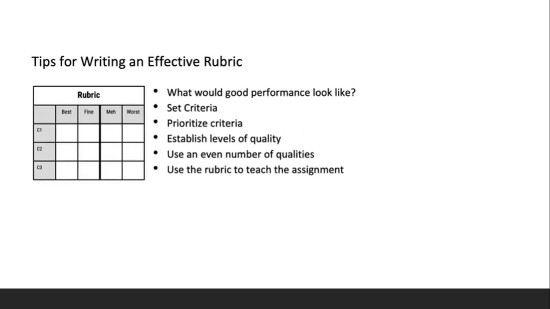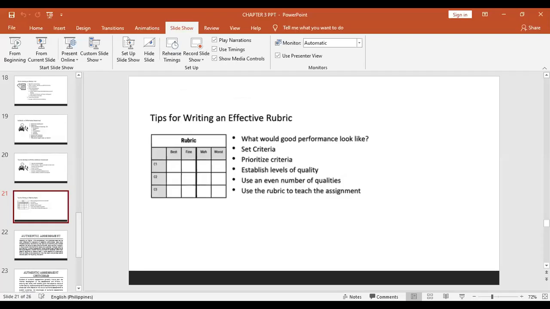Okay? Set criteria. When we say criteria, ito po yung nakalagay dito. Prioritize criteria, establish levels of quality, use an even number of qualities, use the rubrics to teach the assignment. So I will show you an example of a rubric. So this is a rubric. Let me show you. So this is an example of a rubric.